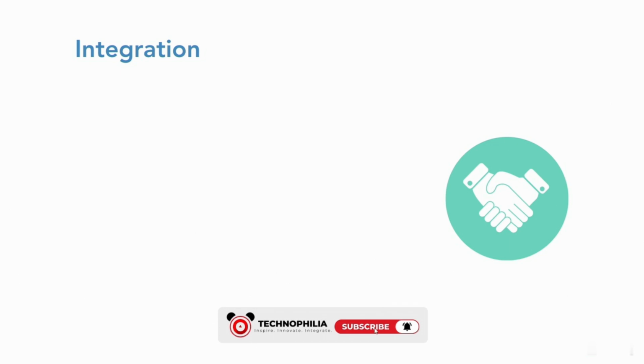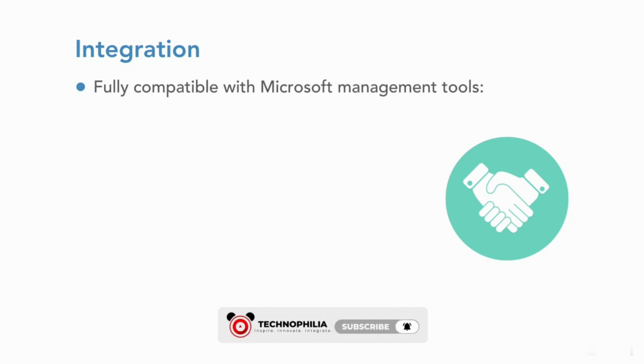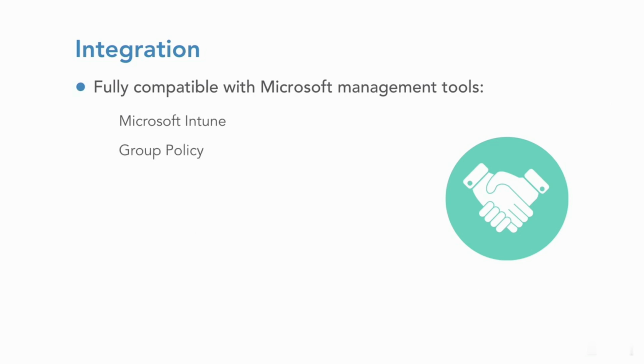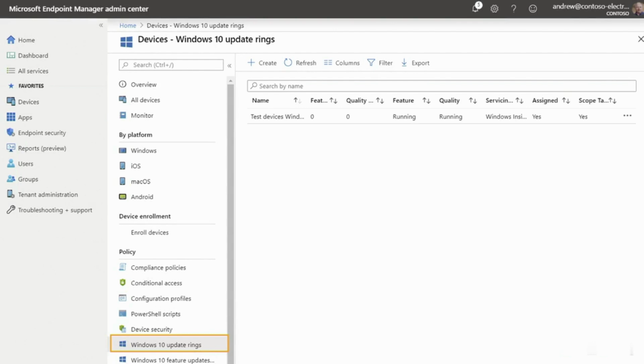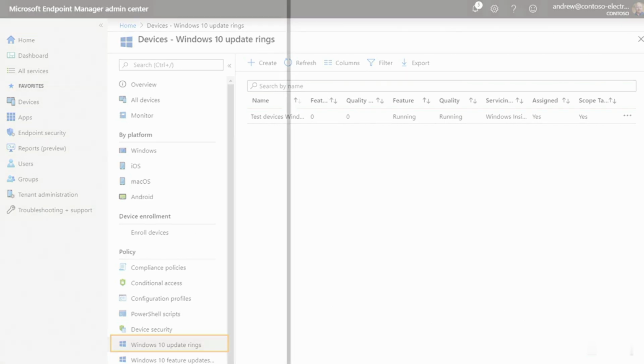Administrators can easily manage Windows Update for Business using your existing management tools such as Microsoft Intune, Group Policy, and System Center Configuration Manager. Since we're focusing this course on cloud-based management, we'll look at how to manage Windows Update for Business settings using Microsoft Intune. To manage settings using Microsoft Intune, you can use the Microsoft Endpoint Manager Admin Center as shown on screen and then create and assign deployment rings for your devices.